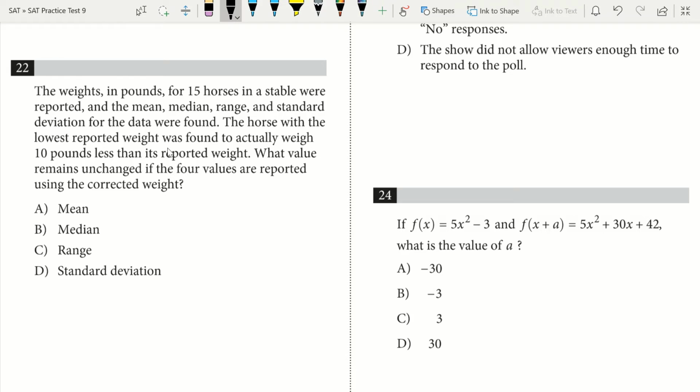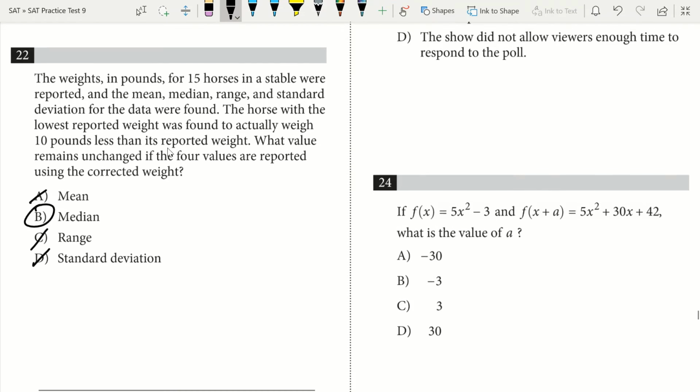Well, what's not going to change is the median, because it was already the lowest weighted horse, right? It had the least weight, and now it just has less weight. That doesn't affect our median, though, because our median is just the middle term.